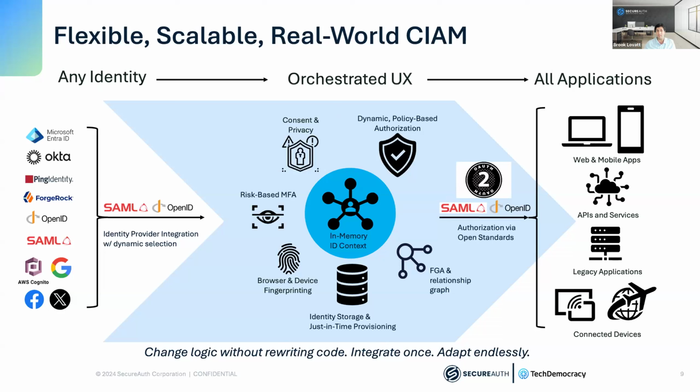And then you provide that information, again, via open standards to the range of applications that you need to interact with. This can include web applications or direct use APIs and services, legacy applications, and connected devices and vehicles and things like that. So the idea here is that you can change your logic in the UX layer or the identity layer without rewriting the code of the applications. You can integrate once and then you can adapt centrally and adapt endlessly.